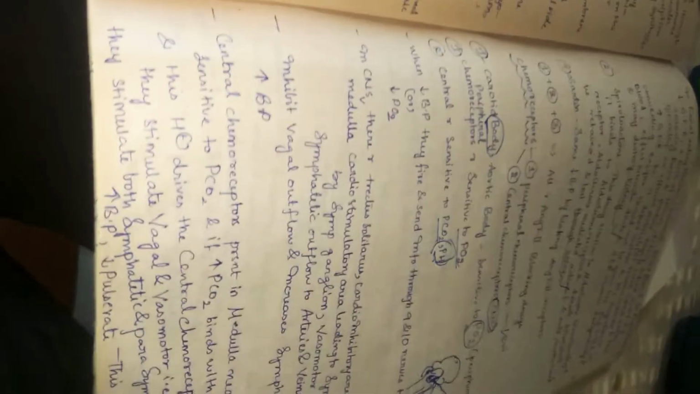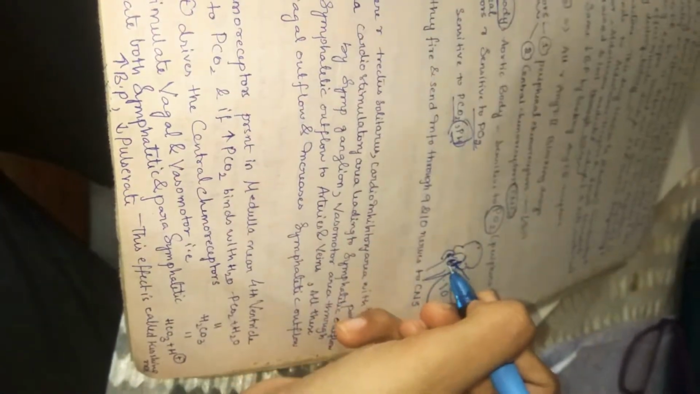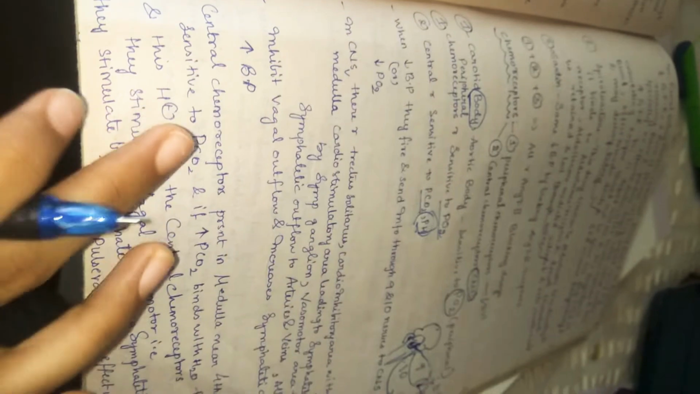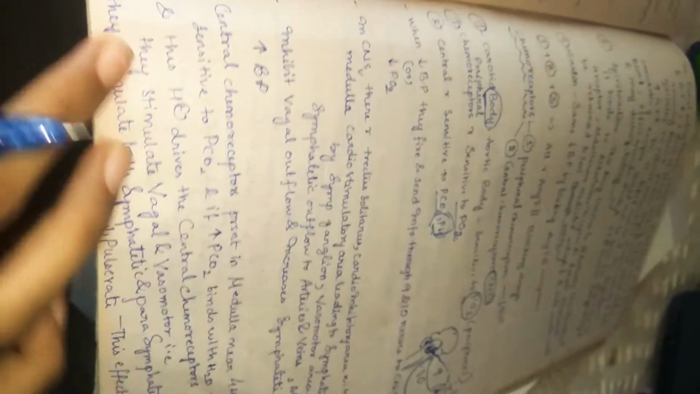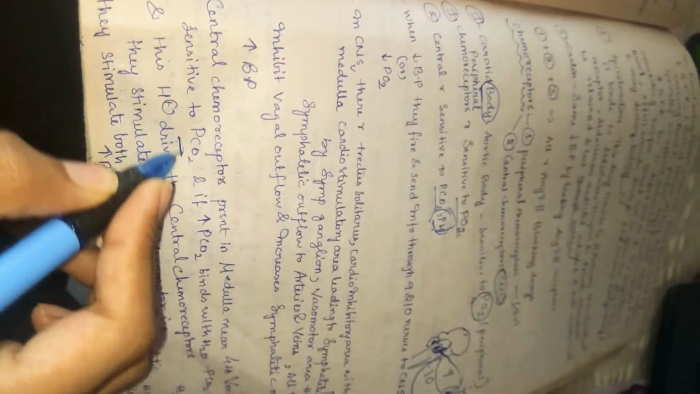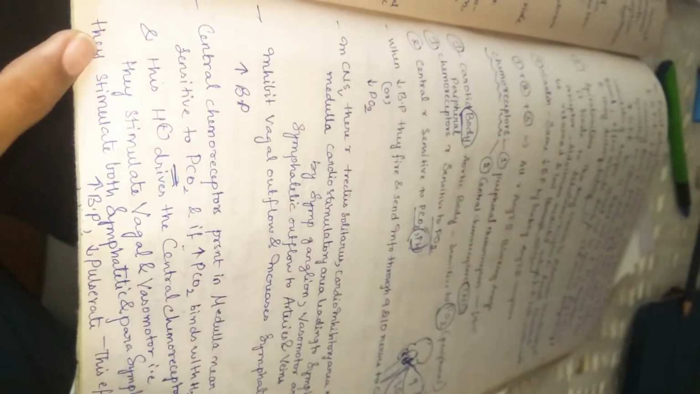Central chemoreceptors are present in the medulla near the fourth ventricle. We know the fourth ventricle will be somewhere here. They are sensitive, as we already saw, to carbon dioxide and also pH. If carbon dioxide is high, it combines with water and forms carbonic acid, which is converted into hydrogen ion and bicarbonate, HCO3. So this H plus drives the central chemoreceptors.